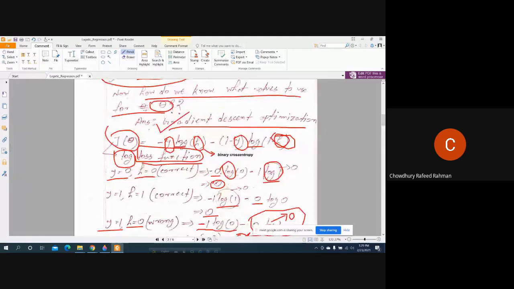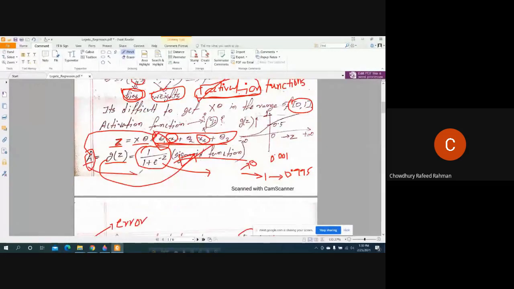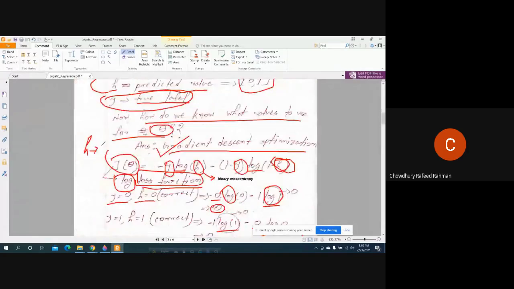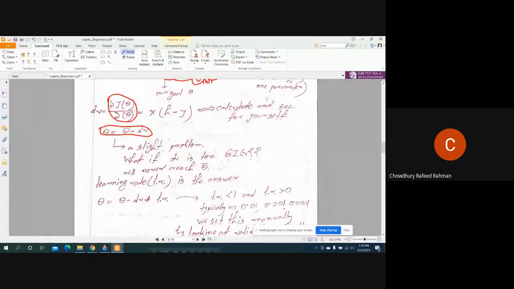Again, let me repeat, x and y are constants. H is a variable, so j is a function of h. But h is actually depending on theta because x is a constant, because it comes from the data set. So h is a function of theta. That means indirectly j is depending on theta as well. That is why j(theta). So okay, up until here, does everyone have any question?